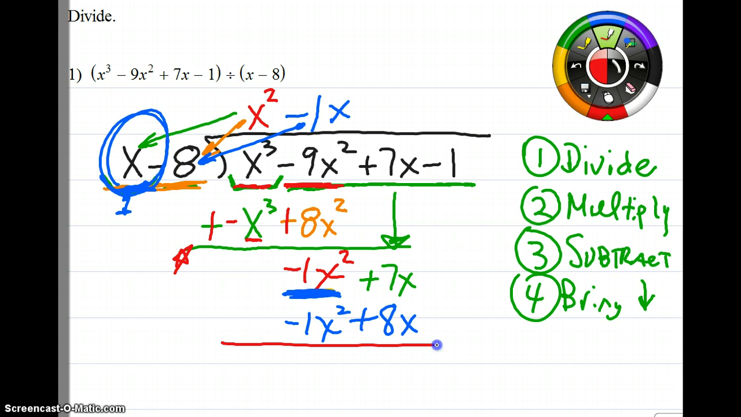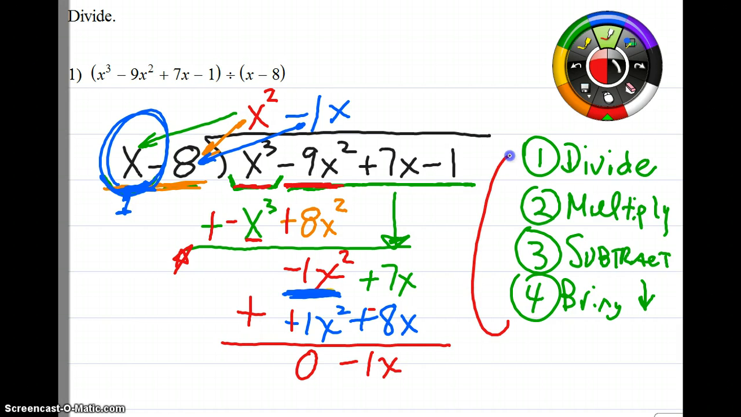Let's go through our steps. What should we do next? Subtract. So negative 1x squared minus a negative 1x squared is going to be 0. But again, to see that easier, change this to a plus a negative. So now we can see we have no x squared. You don't have to write that down. 7x plus a negative 8x is going to be a minus 1x.